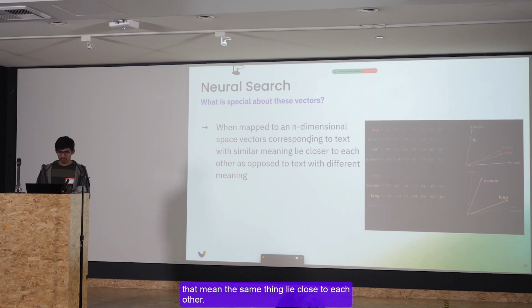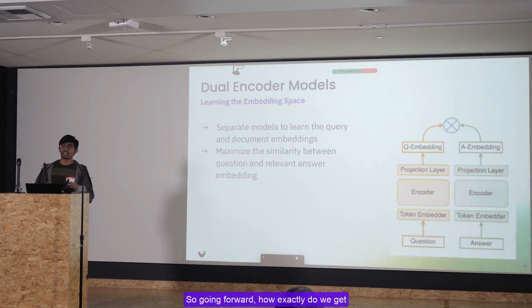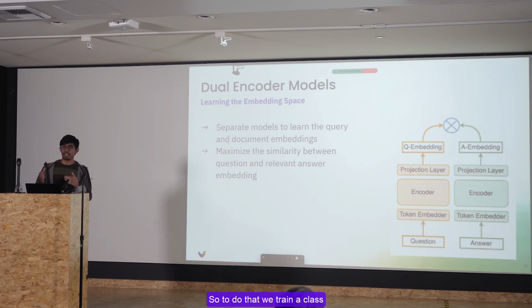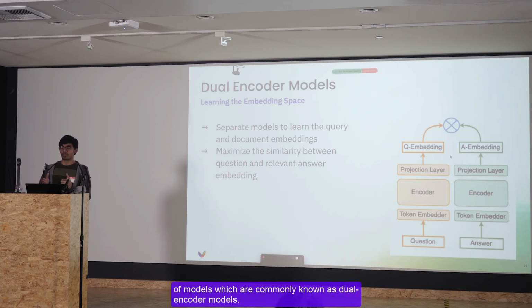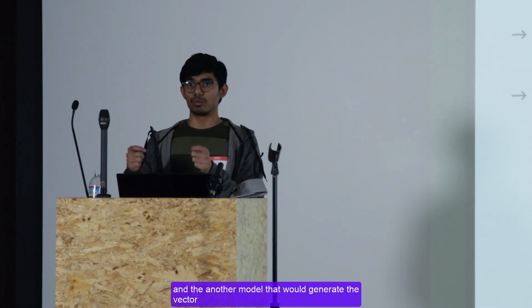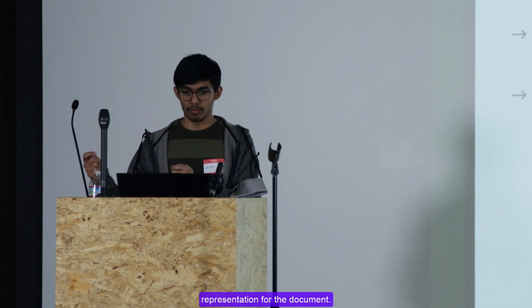Going forward, how exactly do we get to this embedding space and how exactly do we learn it? To do that, we train a class of models which are commonly known as dual encoder models. By dual encoder models, what I mean is that we have two different models. There's one model that would generate the query encoding, or the vector representation for the query, and another model that would generate the vector representation for the document.